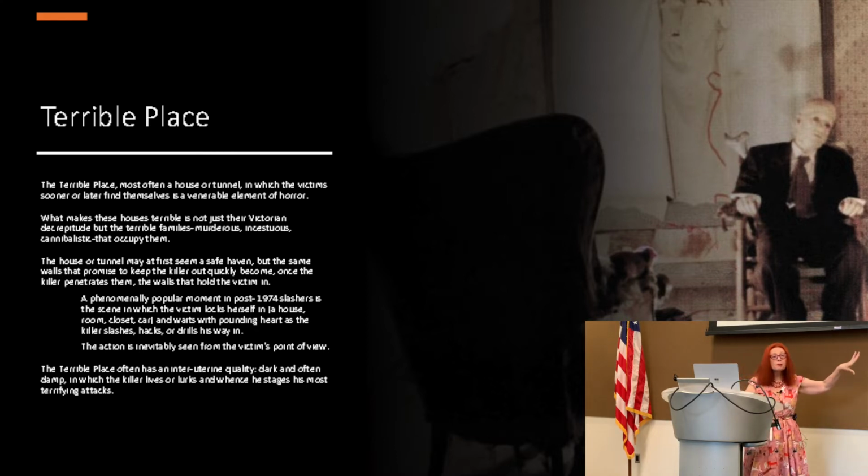The terrible place might at first seem like a safe haven when it turns out to be this terrifying place. So, for example, Nightmare on Elm Street takes place in the middle of generic suburban America, in a suburban home. What could possibly be dangerous in a home like that? Well, it quickly becomes the terrible place because Freddy is supernatural and he gets to his victims through their dreams. So anything can become a terrible place.